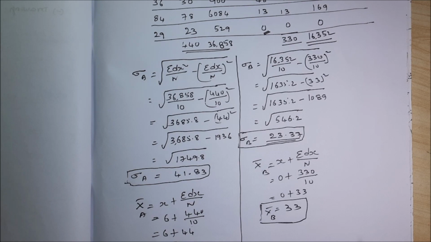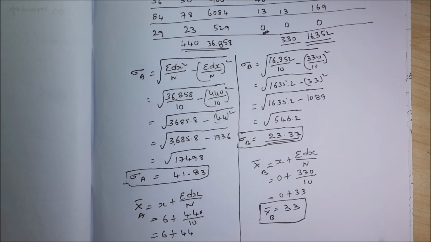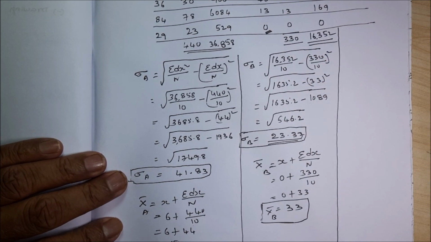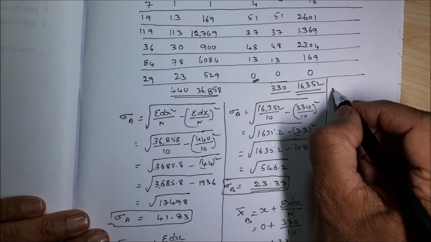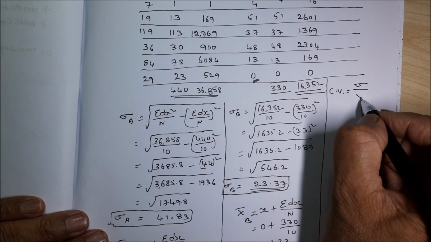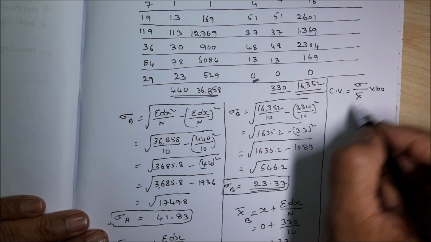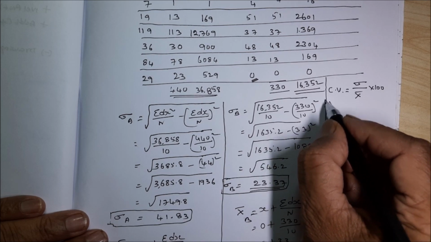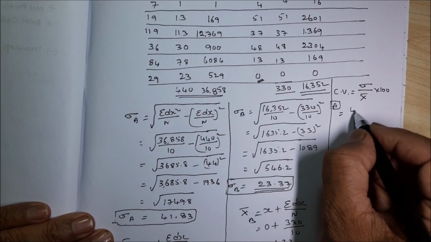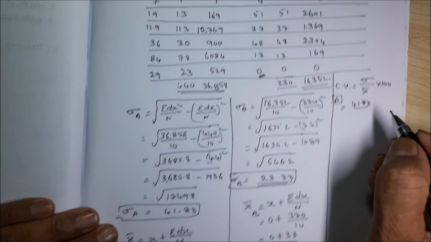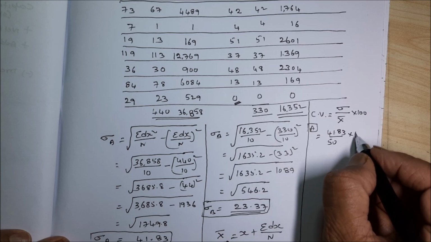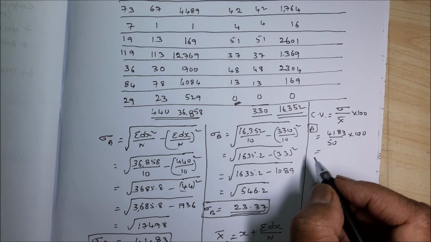Now you have to calculate the coefficient of variation. Here only I will show you coefficient of variation. So what is the formula for coefficient of variation? Coefficient of variation is equal to standard deviation divided by mean into 100. Right? First for A. For A, standard deviation is 41.83 divided by, what is the mean of A? 50, into 100.